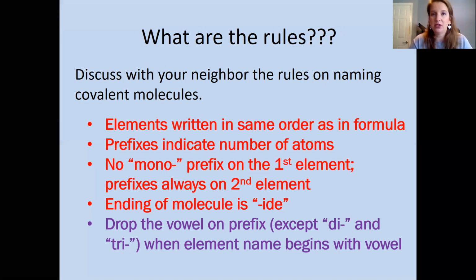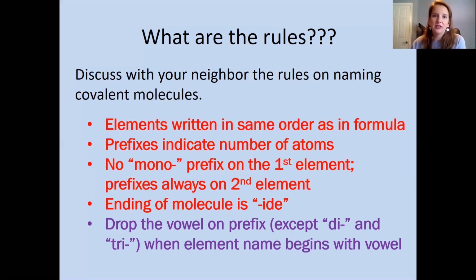The ending of the molecule is "ide." So you're going to change the ending on the second element to "ide." And then this last piece, we haven't talked about yet: we're going to drop the vowel on the prefix, except if it's di or tri, when your element name begins with a vowel.